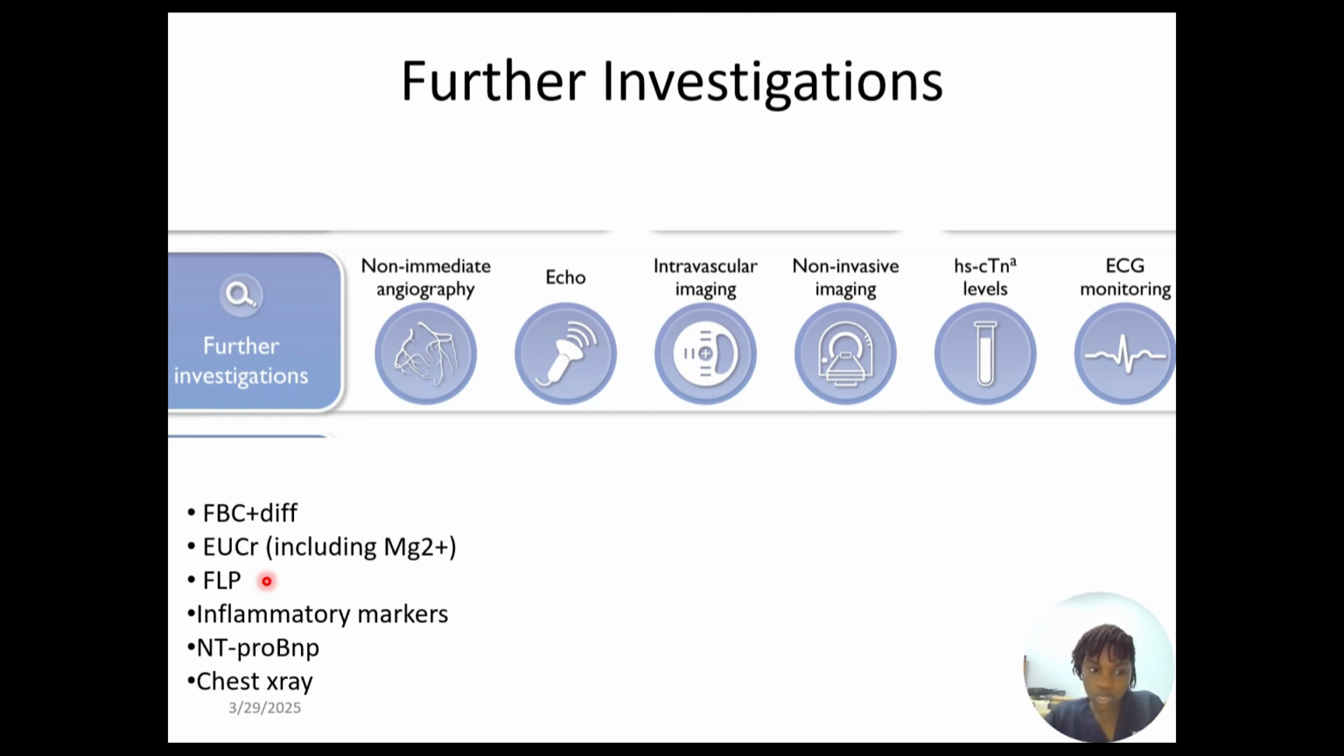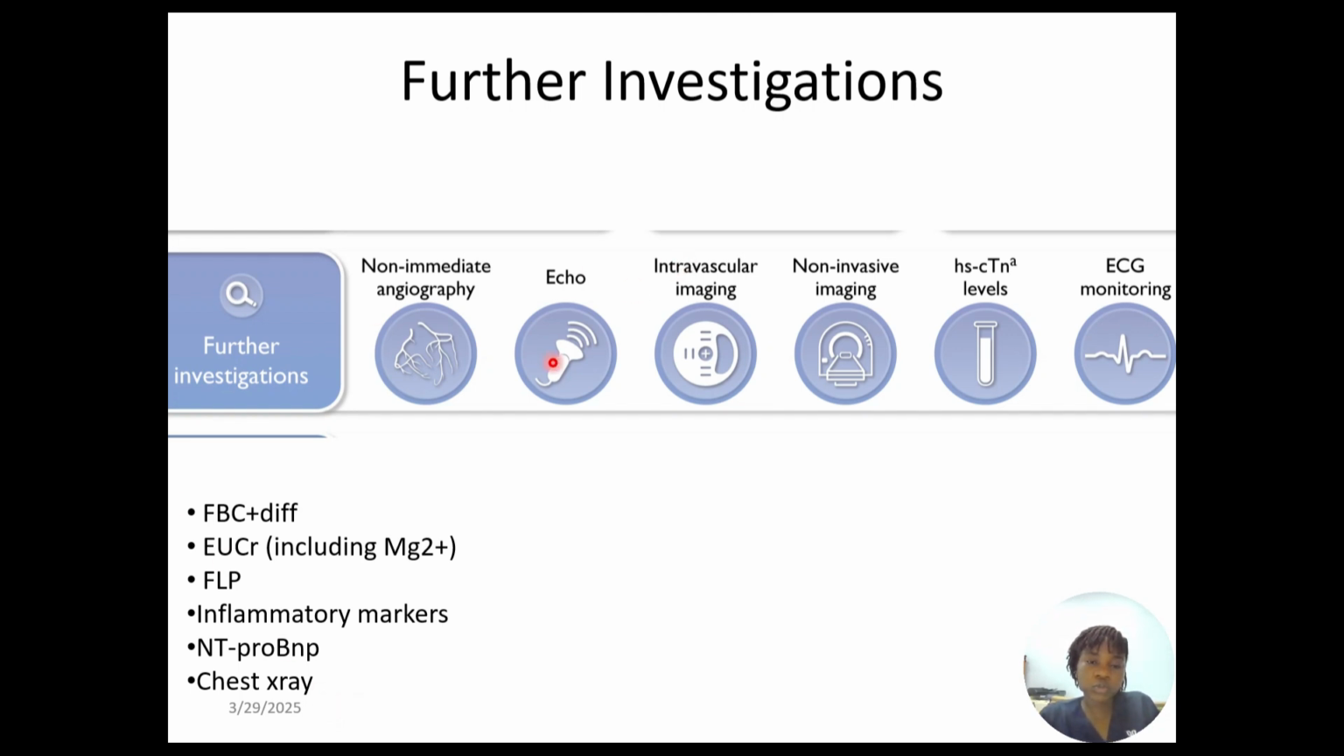So regardless of the results, and it's also important that in the acute phase of the disease, LDL can be falsely low. So high intensity statins are important regardless of lipid profile findings. Inflammatory markers are usually elevated. NT-proBNP should be done and monitored in patients who develop heart failure as a complication of MI. Chest X-ray should also be done to follow up with patients and also for patients who develop acute pulmonary edema.